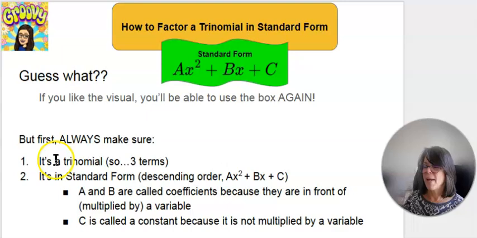So first, we have to make sure that we have a trinomial, so 3 terms. Then we have to make sure it's in standard form, which is always descending order, meaning listed out from the highest exponent term first down to the constant. A and B are called coefficients because they're in front of or multiplied by a variable, an x squared and an x in this case. C is called a constant because it is not multiplied by a variable.